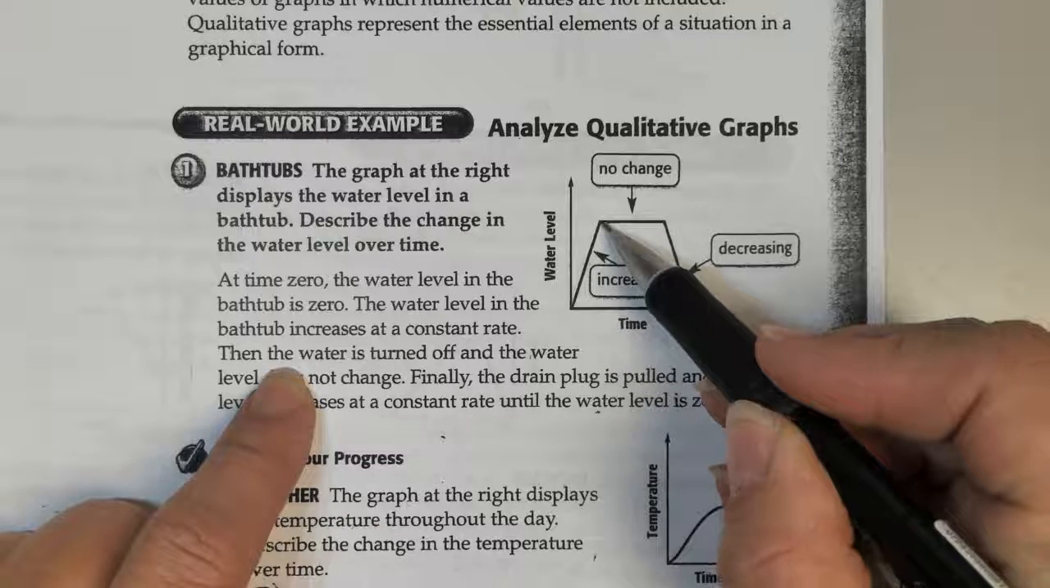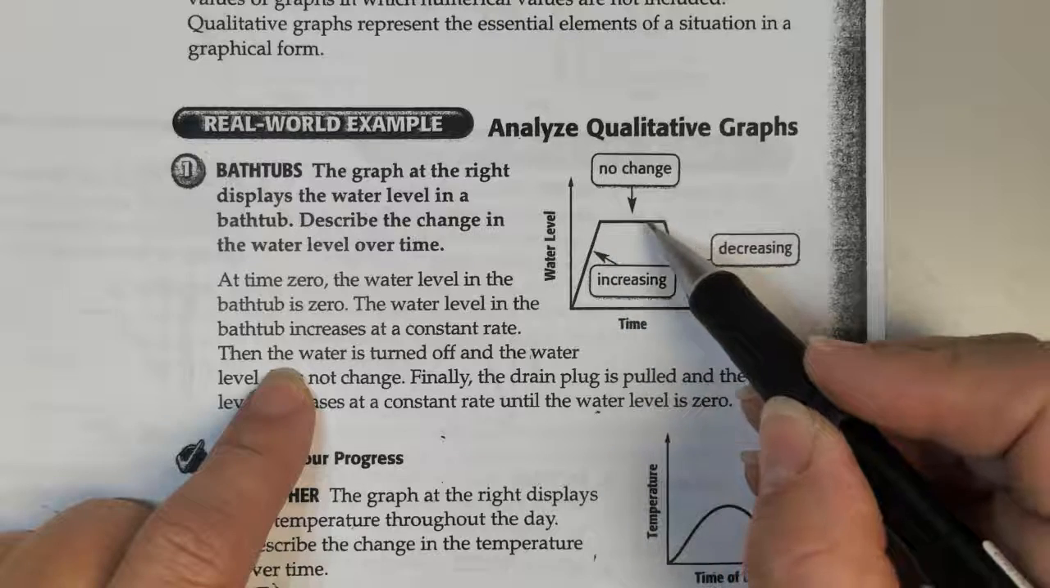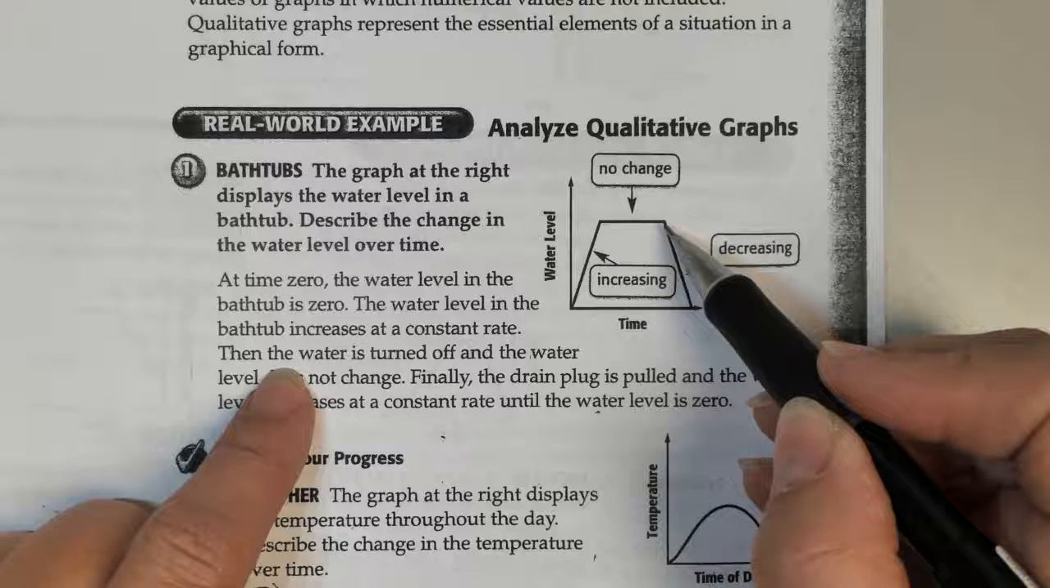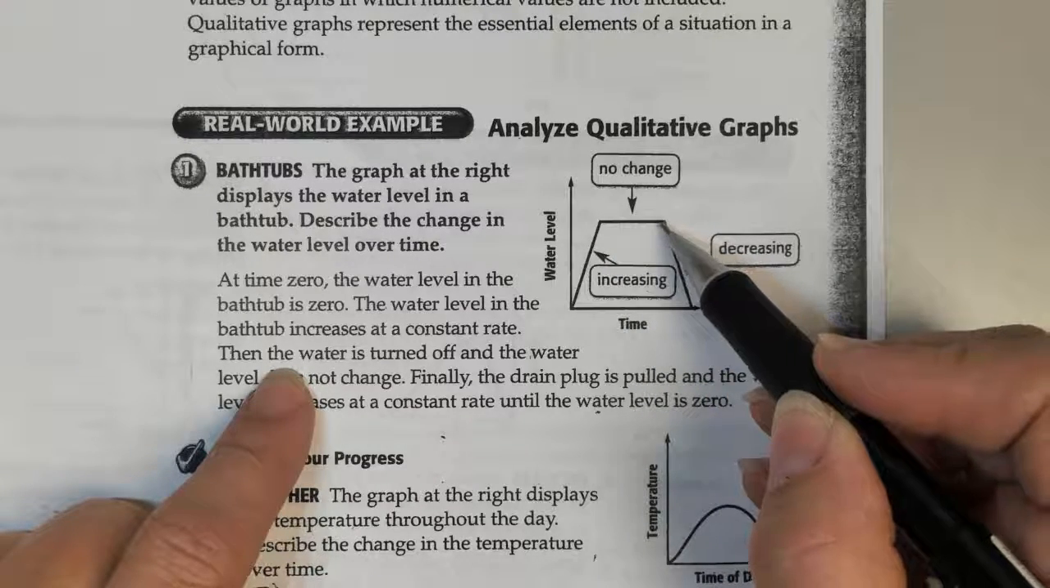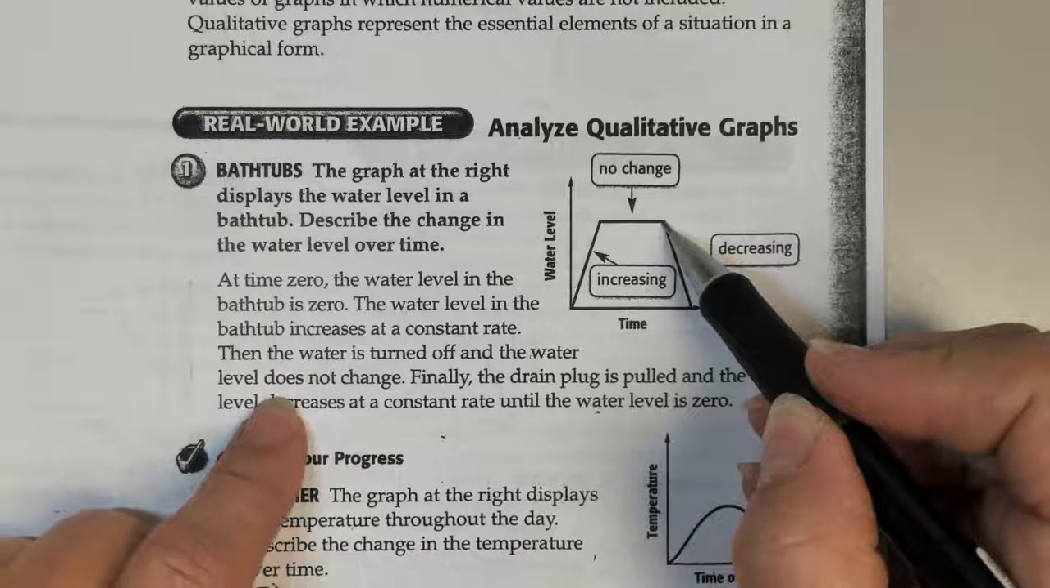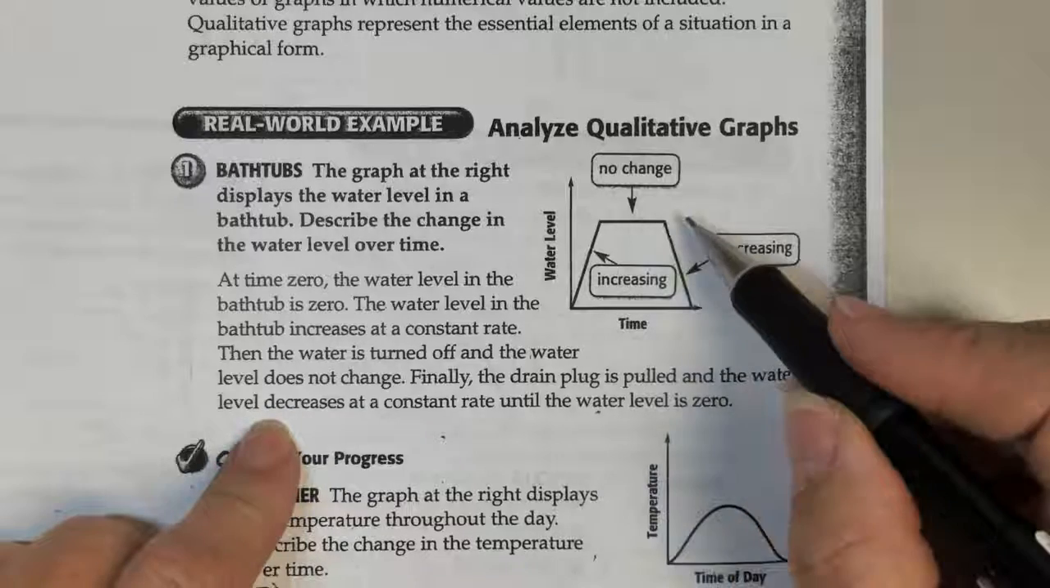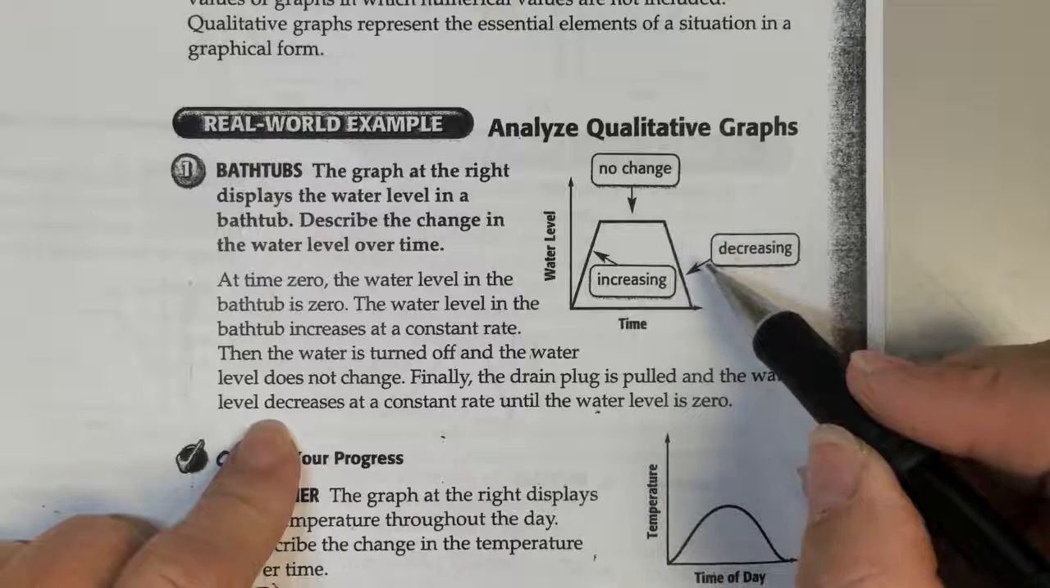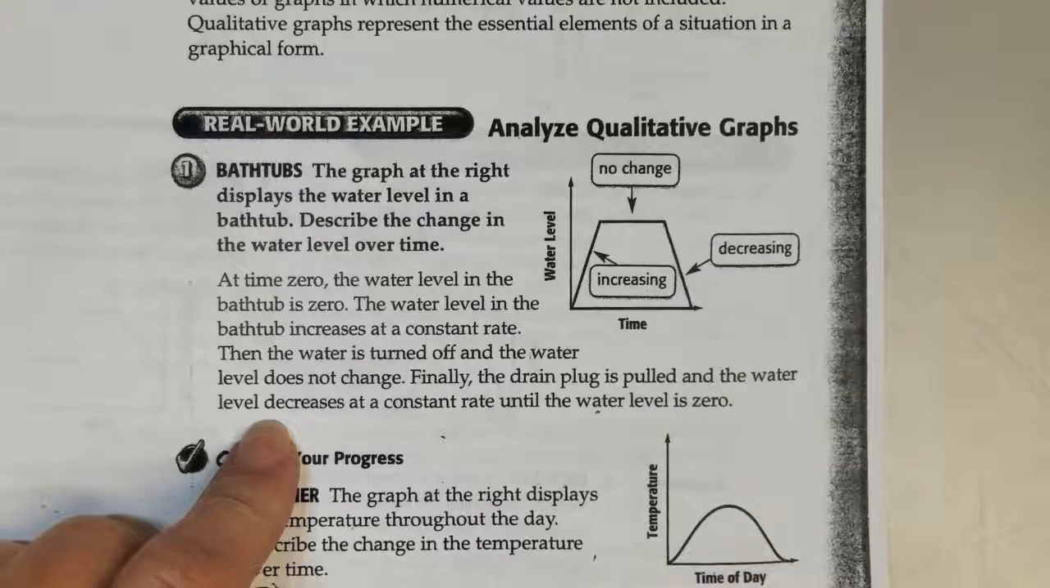Then, what do you do while you take your bath? You turn the water off and hopefully the water level stays the same. When you were little, it probably didn't stay the same because you splashed it all out. Hopefully you're not doing that anymore. Then when you finish your bath, you see the drain is pulled and the water level decreases at a constant rate until all the water is gone, until the water level is 0.